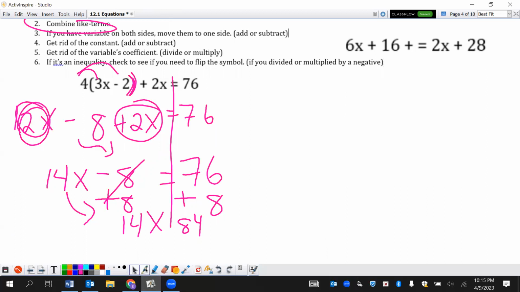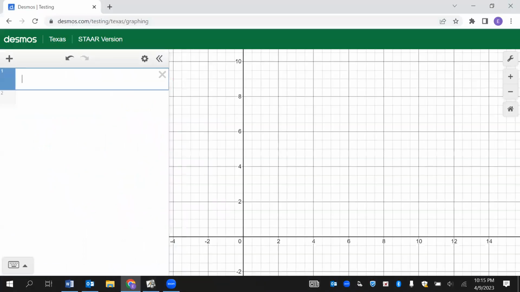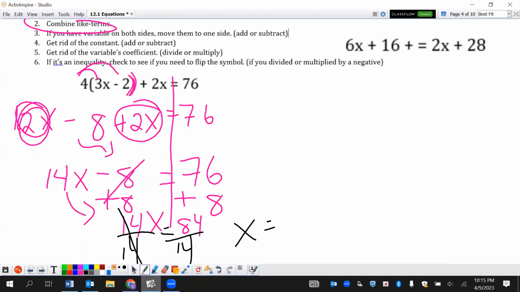So right there, divided by 14 on both sides. And so 84 divided by 14, and doing decimals, 84 divided by 14 is 6.